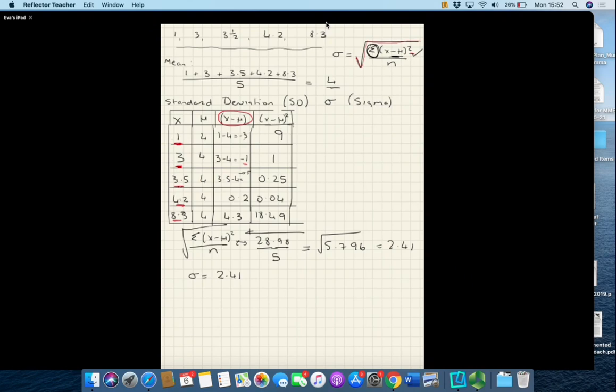Now you can do this on your calculator, so I'm going to talk you through how to do this on your calculator. I'm using a Casio FX83 GT.